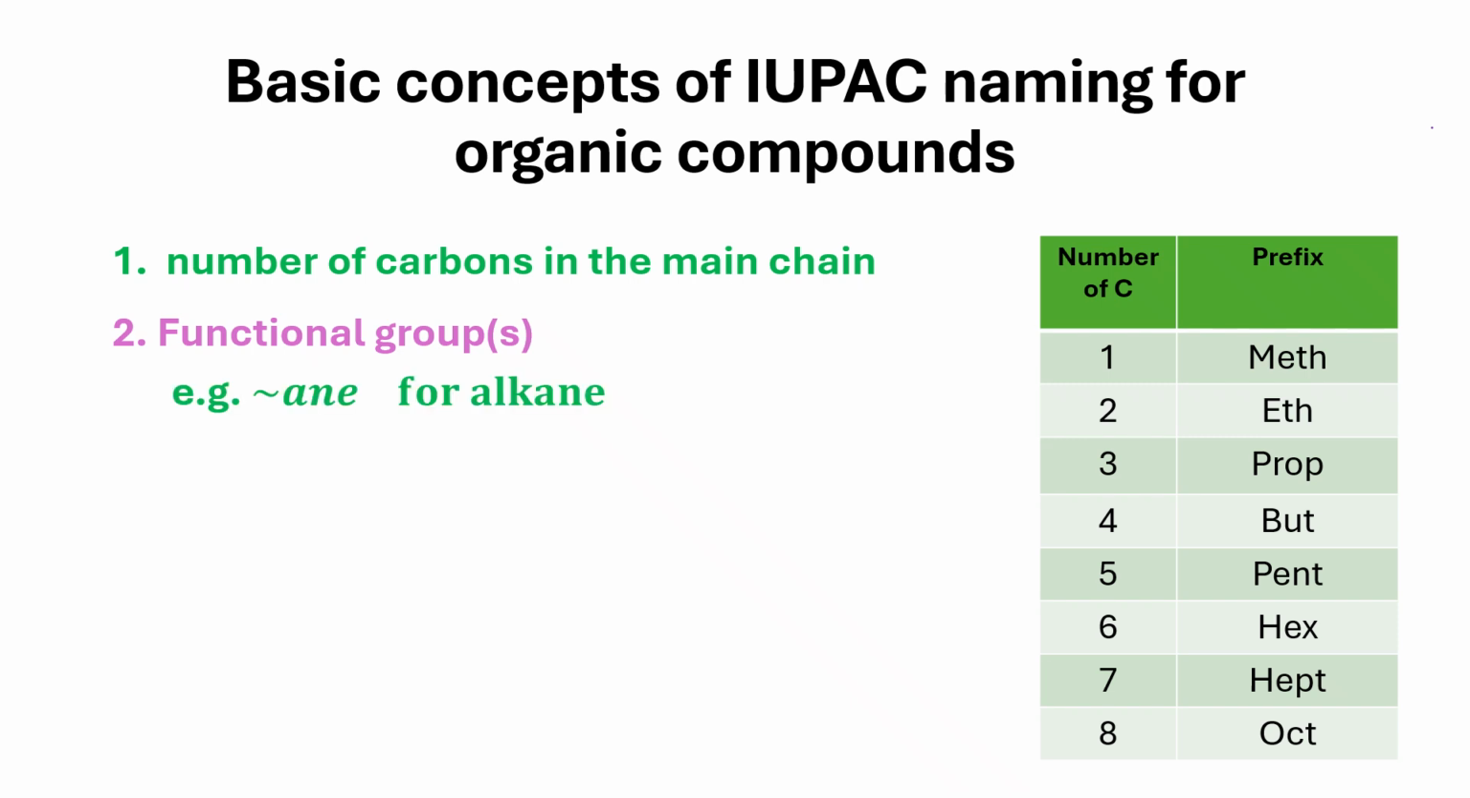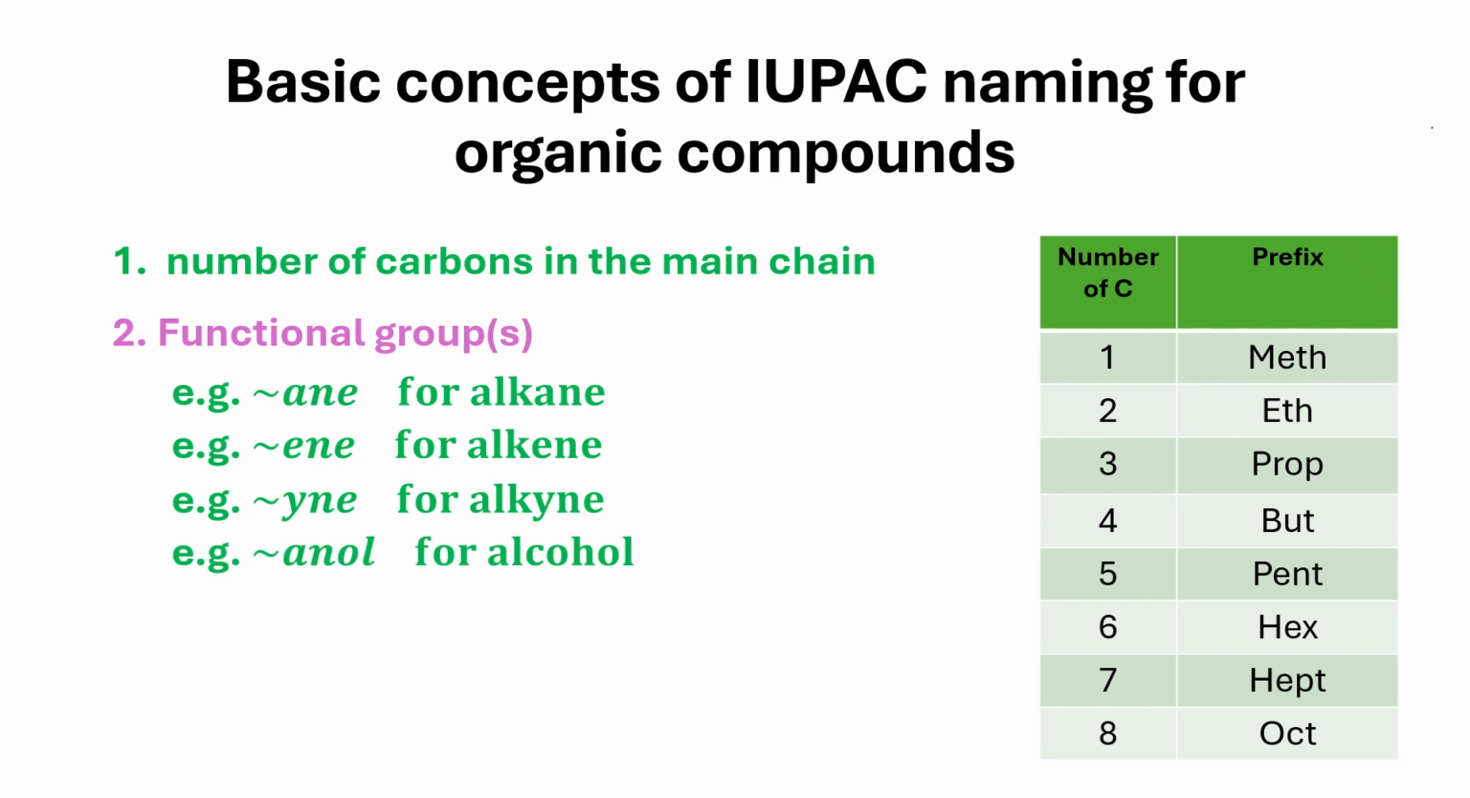For example, if it's an alkane, the name ends with ANE. If it's an alkene, it ends with ENE. So if you look at butane, BUT represents 4 carbons, and the ANE suffix means it's an alkane with 4 carbons. If it happens to be an alkene with 4 carbons, of course we'll be calling this butene. What if it belongs to the alkyne family? You guessed it right, it'll be called butyne.